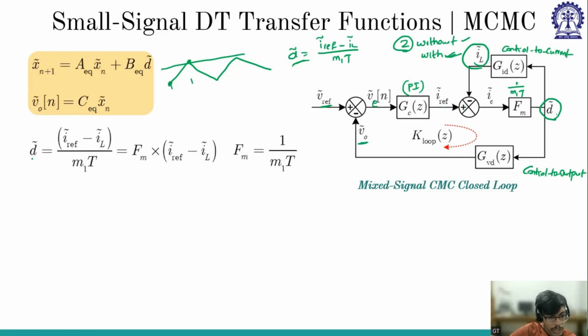So now coming to my duty ratio perturbation, which, as I have discussed, is I reference minus IL by M1T, and FM is my 1 by M1T. So this I have defined. So D perturb is FM times I reference minus IL perturb. Now, how do I get I reference? I reference is again GC into V error, which is minus V naught.